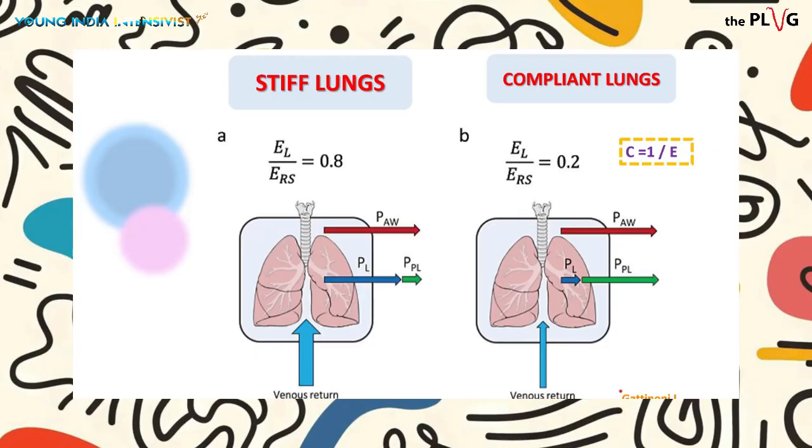The emphysema lung is a compliant lung. And for the same airway pressure, the blue arrow is much less. That is the transpulmonary pressure, where the pleural pressure is much higher. And if you see the arrow below on the left side, venous return is much higher in stiff lungs because the pleural pressure is low. And pleural pressure being low means the compression of the right atrium is less. And it's vice versa in compliant lungs.